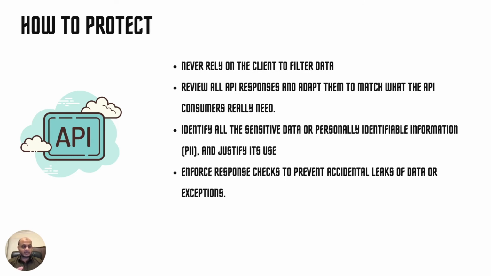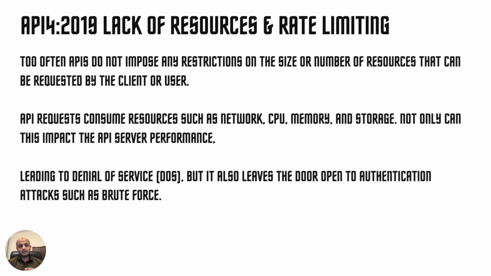Never ever rely on the client application to filter your data, right? And you need to look at what your API is sending back. Are you only sending back what is needed? If you're sending some PII or PCI data back, please do not do that. You need to put these checks in to prevent data leakage. I hope you understood this now. Okay, moving on. Number 4, what is it?